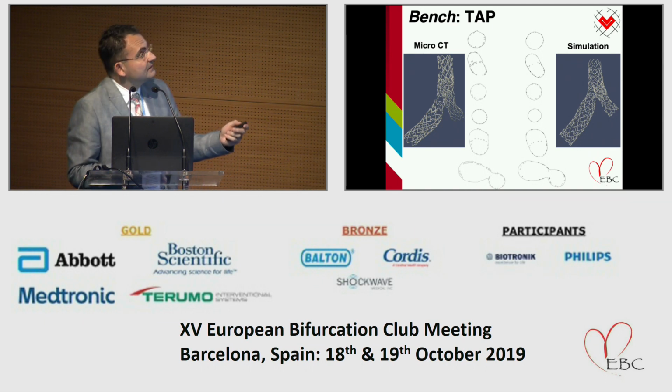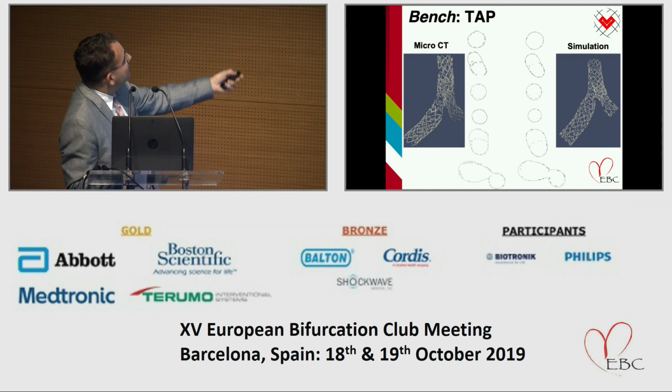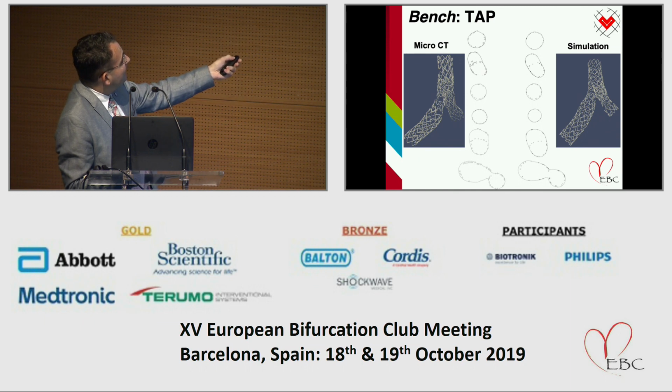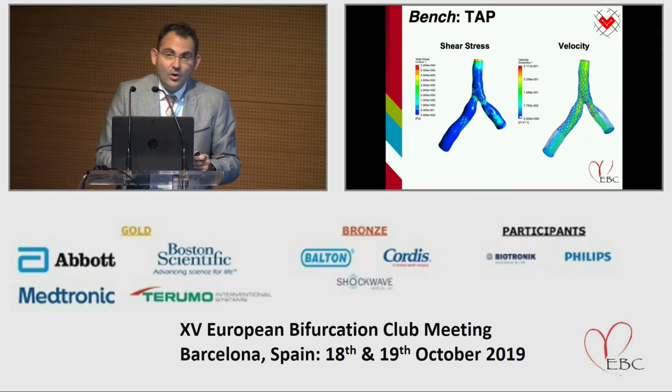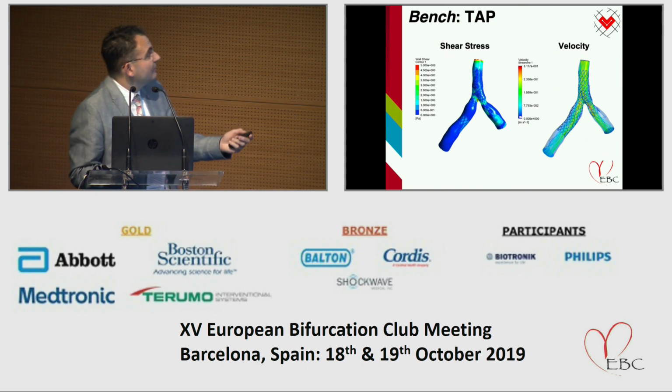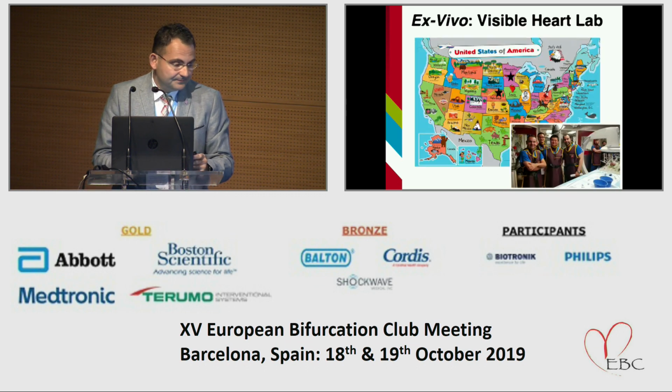And those are serial cross-sections across the real case and across the simulated case. This is the TAP area with the neocarina within the main vessel, just proximal to the carina, and a pretty comparable position of the stent in reality and in the simulation. Even this malposition can be replicated with the simulation. And flow dynamics with the velocity profile and the shear stress, pretty smooth flow domain.